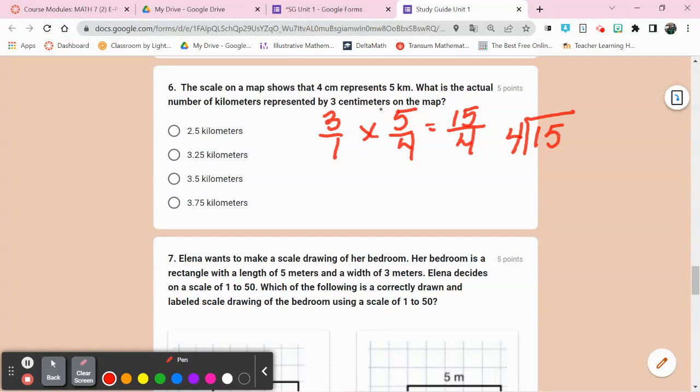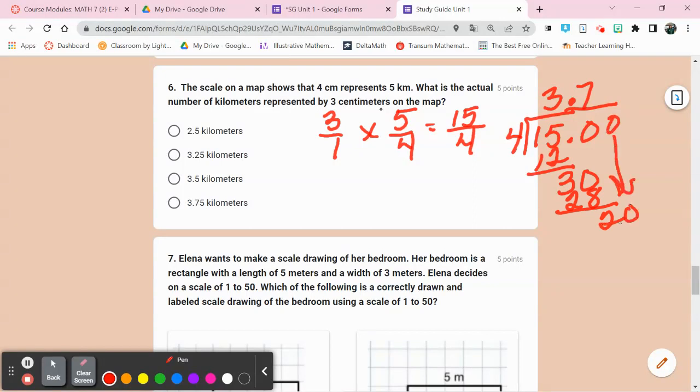15 divided by 4. 4 goes into 15 3 times. 4 times 3 is 12. We've got 3 left over. Bring your decimals straight up. Bring down that 0. 4 goes into 30 7 times. 4 times 7 is 28. We got 2 left over. We need another 0. 4 goes into 20 5 times. There's our answer. 3.75 kilometers. All right, remember, if you need to pause and go back over these, go back over them. We're moving on.